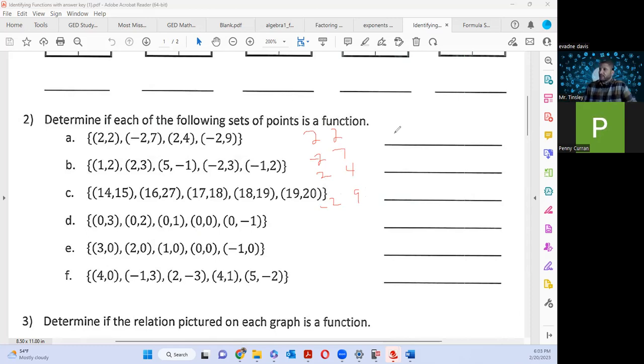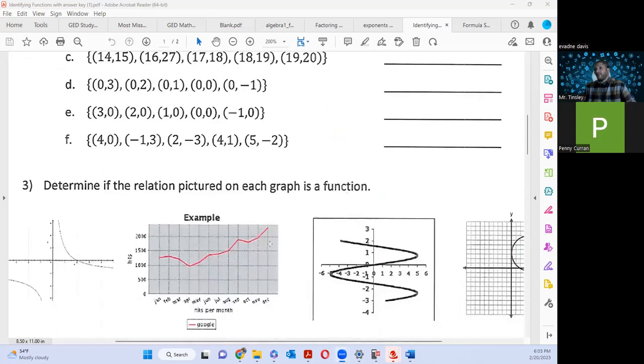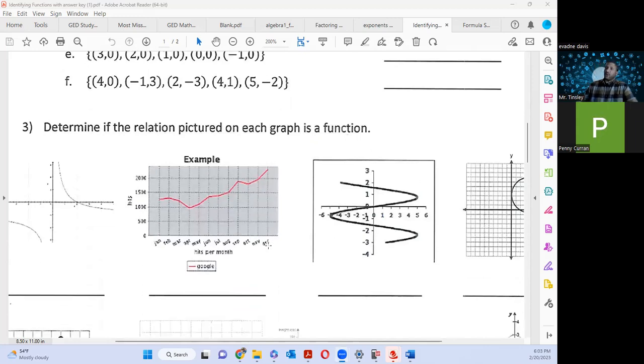How about B? Function. None of the X's repeat. So it's a function. All right, so that's good. It's almost on every exam. Okay. Third way is if they give you a graph.